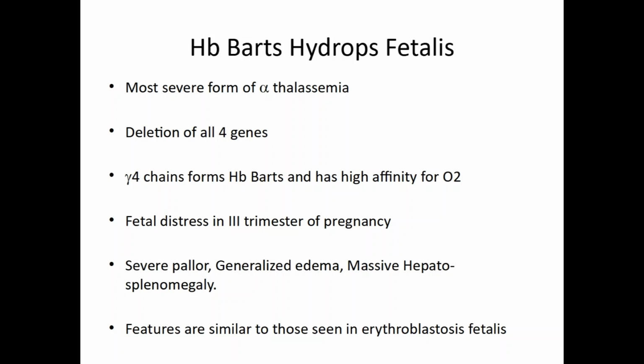Most of the times this disease is detected as fetal distress in the 3rd trimester of pregnancy, and the child that is born will be born with severe pallor, generalized edema, massive hepatosplenomegaly, similar to what is seen in Rh negative pregnancies, that is erythroblastosis fetalis.